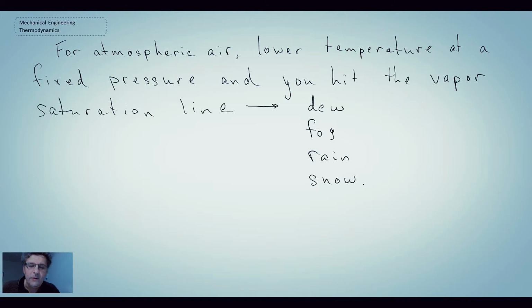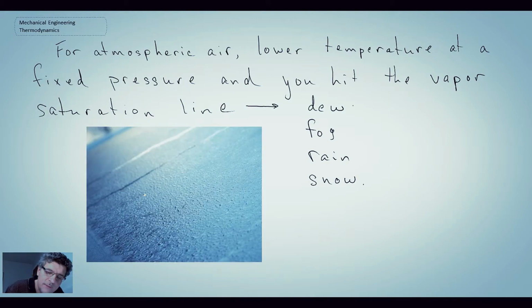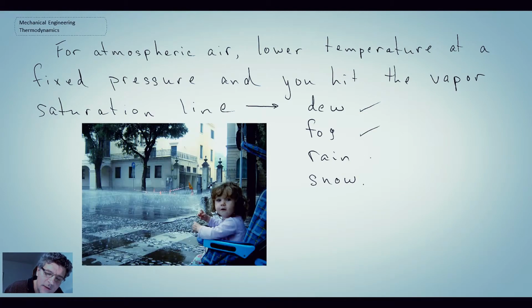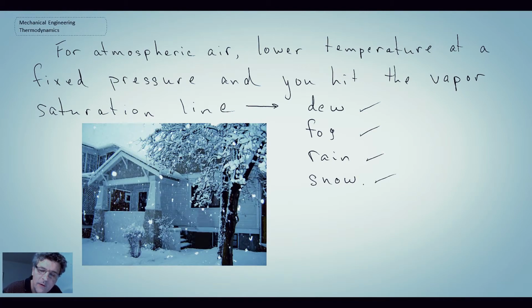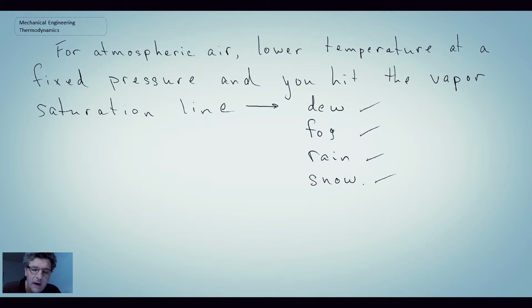So one of the characteristics that we have here is when we're dealing with atmospheric air, if you're at a fixed pressure, so fixed atmospheric pressure, and you lower the temperature through cooling, we get very interesting atmospheric phenomena occurring. Some of them could be dew formation. You can have fog formation, you can have rain and even snow depending upon the temperature. And so that is what happens when you lower the temperature.